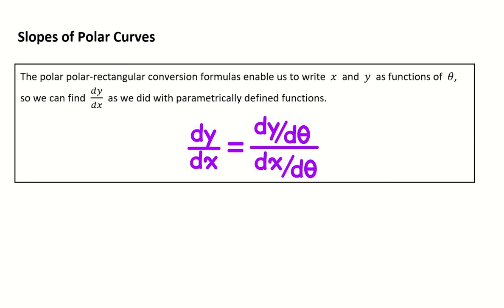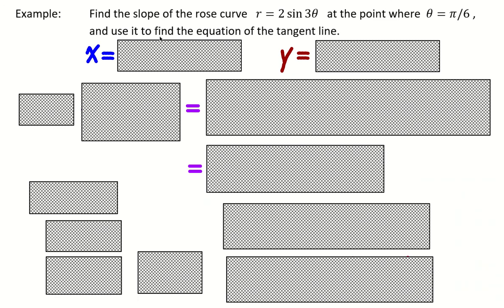And basically our formula for dy dx is going to end up being dy d theta over dx d theta. And I don't think it's too difficult to see how that works, at least algebraically, how dy d theta over dx d theta is equivalent to dy dx for slope. So here we go, an example. Find the slope of the rose curve, r equals 2 sin of 3 theta, at the point where theta equals pi over 6, and use it to find the equation of the tangent line.